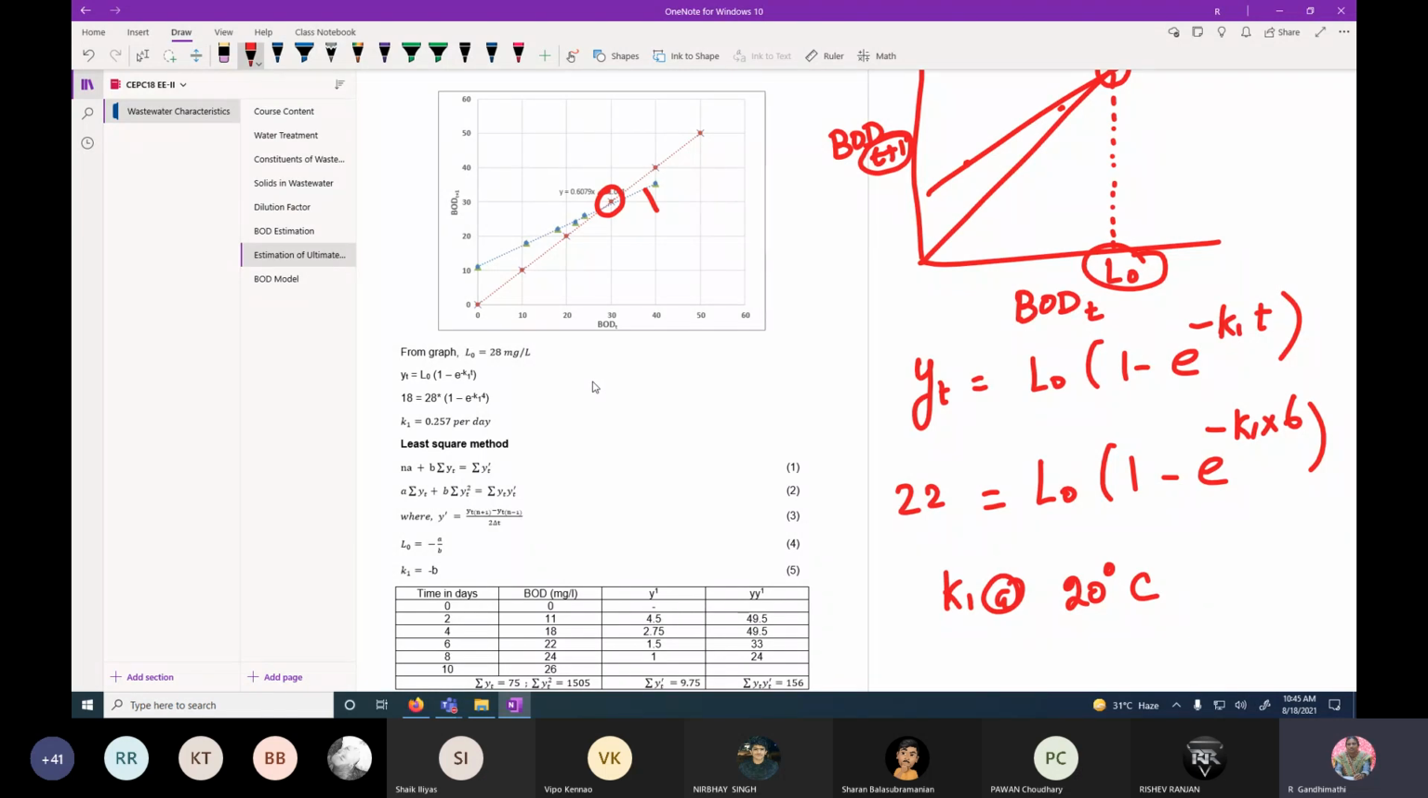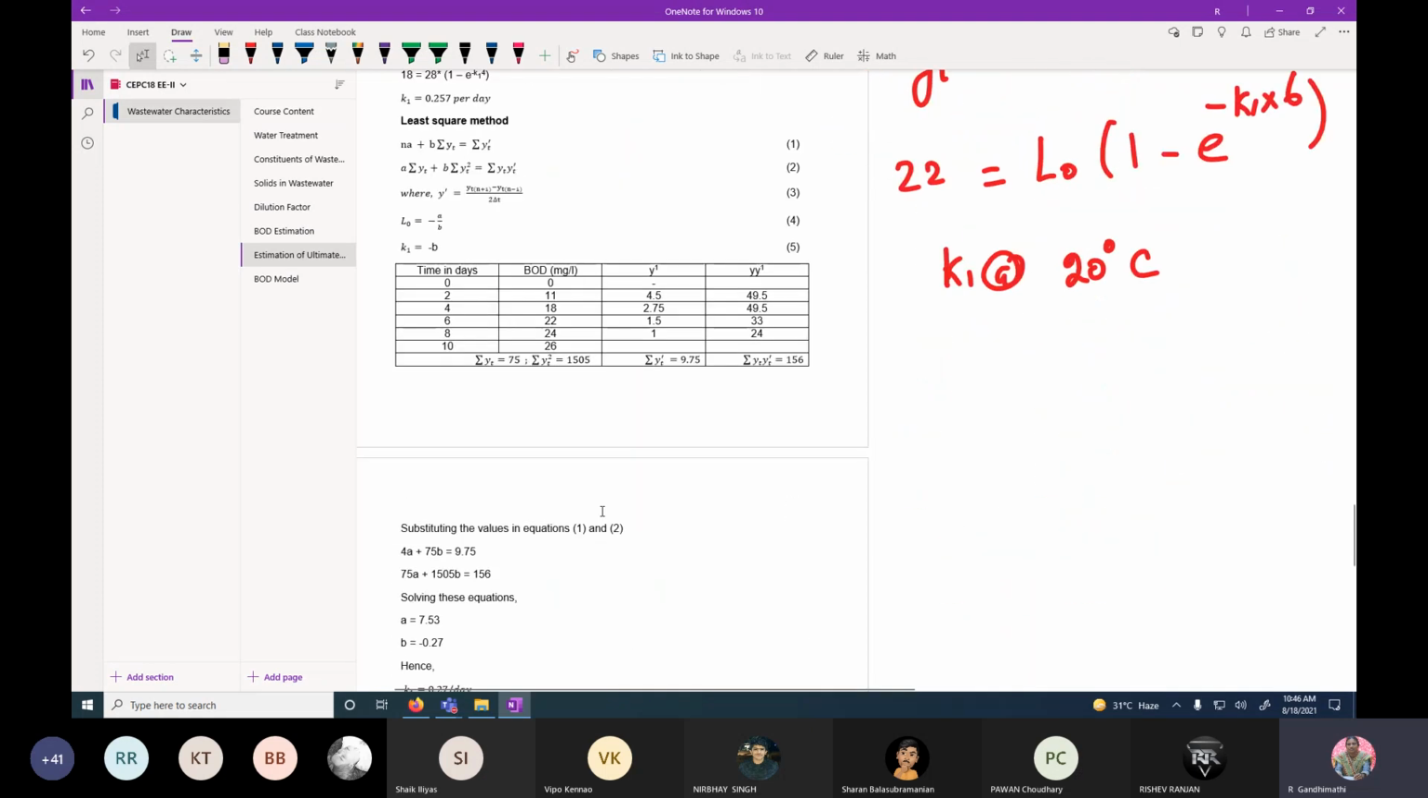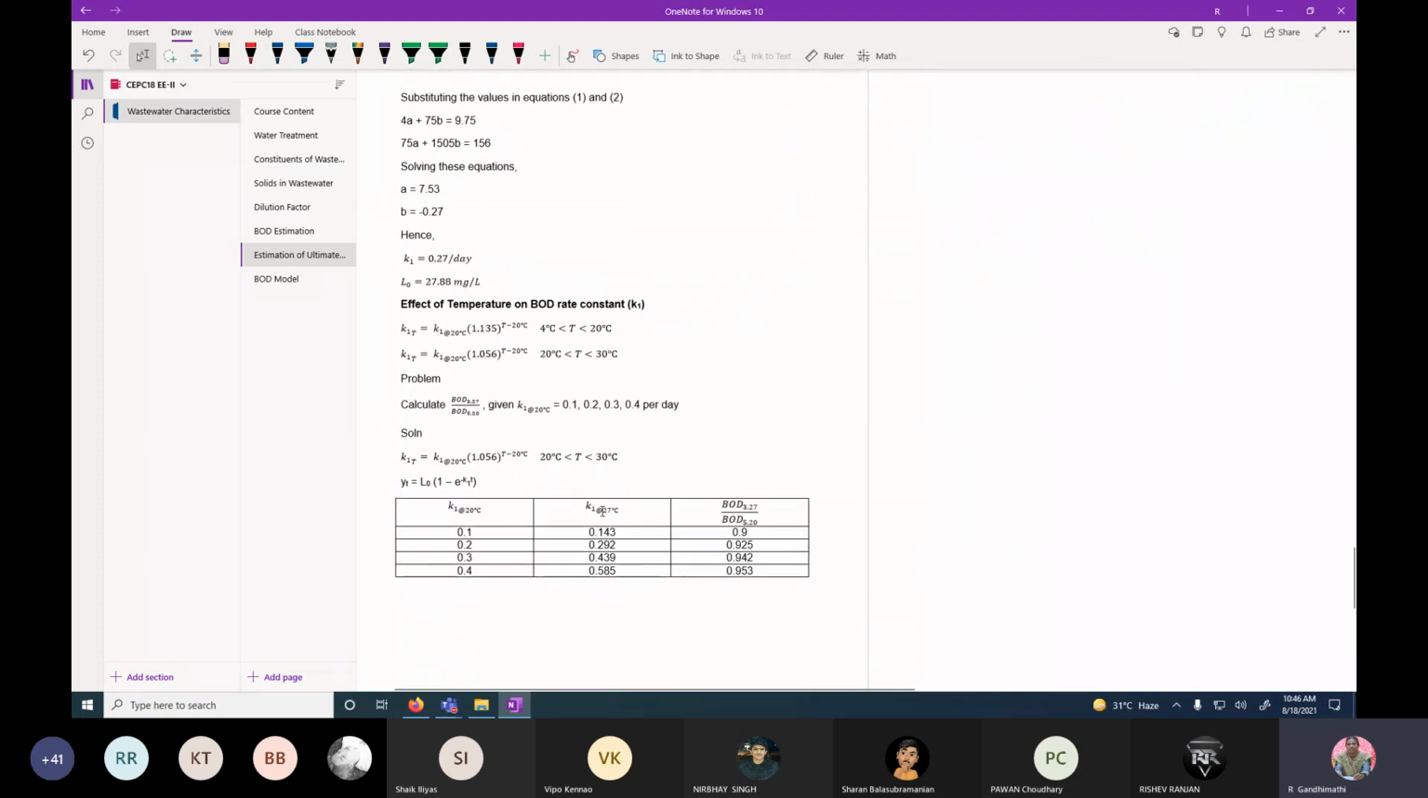Then one more method, if you want, you can try, that is the least square method. You can learn that also and try it by yourself. Anyway, the first two methods you should learn properly, how to use these methods to calculate the ultimate BOD and rate constant. In almost all three methods you will get the same answers.